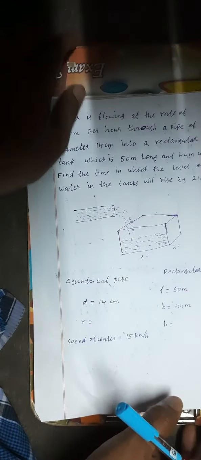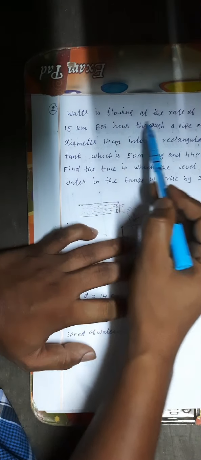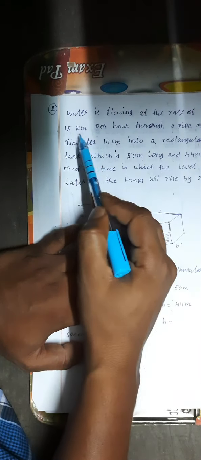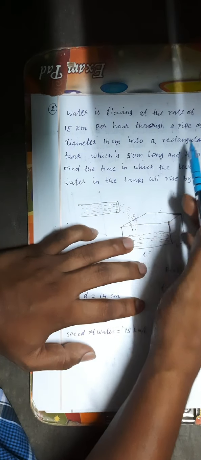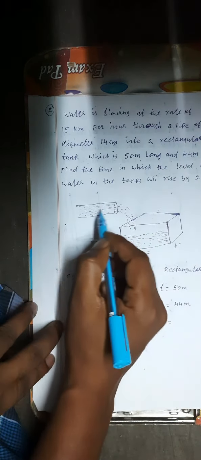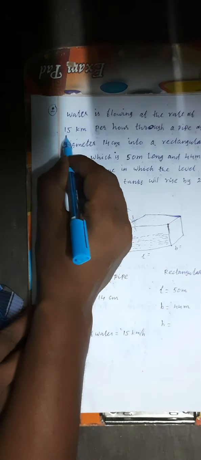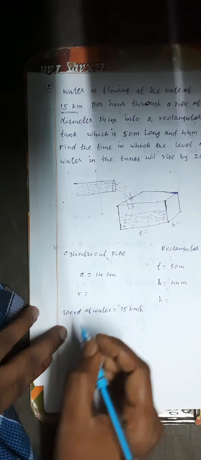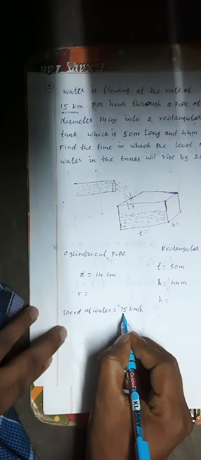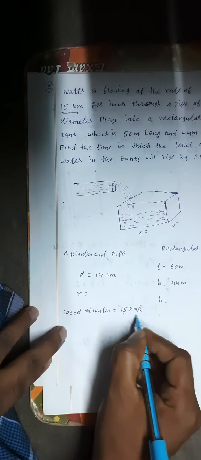Next, second sum. Water flowing at the rate of 15 kilometer per hour through a pipe. So in the pipe the water flows. Water flowing, they have given the speed of the water. So what is given as the speed of the water? 15 kilometer per hour, they have given.